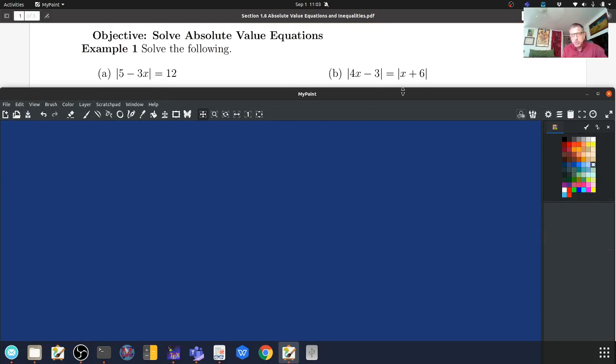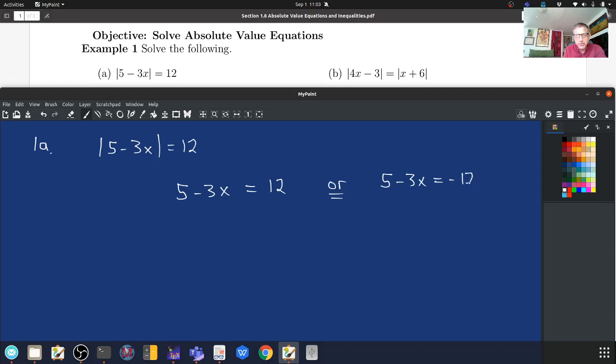So let's do two really simple problems that are going to use our first two rows. So we'll just label this as 1a. I have the absolute value of 5 minus 3x is equal to 12. So what that means is the following. 5 minus 3x is equal to 12, or 5 minus 3x is equal to minus 12. So now all we have to do is solve these linear equations.